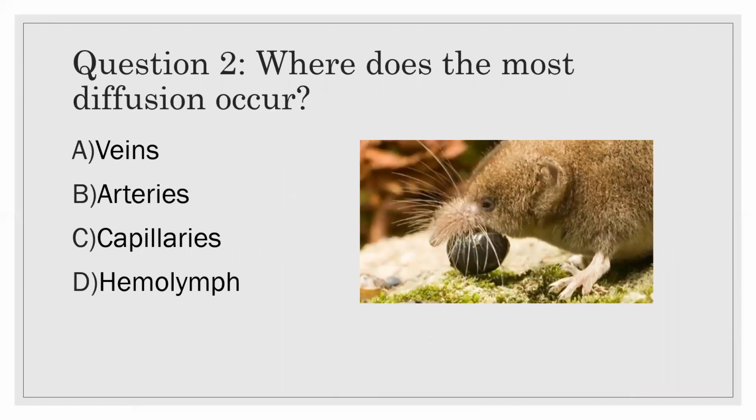So question 2, where does the most diffusion occur? So the answer is C, capillaries. And I just want to clarify really quickly in case anyone got confused. The answer is not D, because hemolymph is a fluid and diffusion does not occur in just the fluid. It occurs between the fluid and something else, right?